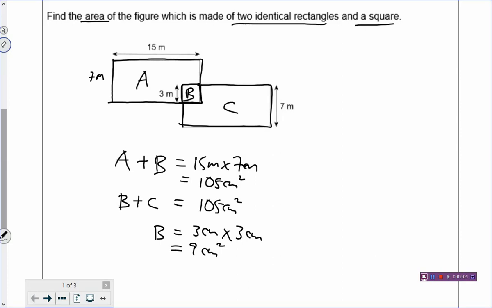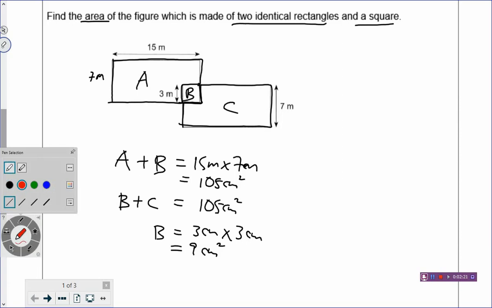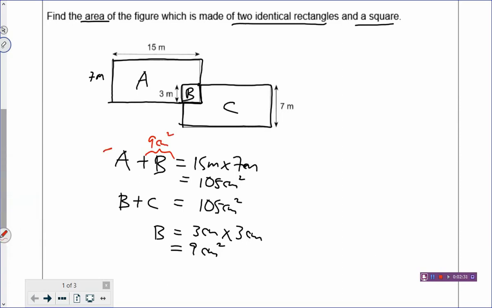Alright, now why do we name the parts? Because we are going to compare the statements, or what you call equations. Compare the sentences and then see whether we can find the whole area. Now, B is 9 cm square. So if I look at any of the sentences, can you see A plus B? And B is 9 cm square. So can I find what is A? A will be 105 minus 9, and A will be 96 cm square.